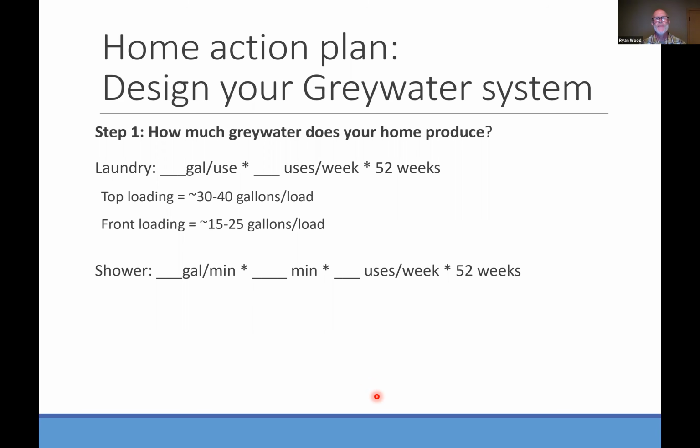And so the laundry, to do the math there, how many gallons does your laundry machine use? So that top loader, 30 to 40 gallons. Yep, that's pretty realistic. Front loading, 15 to 25 gallons. That's pretty realistic there as well. Maybe even a little bit higher, up to 28 gallons I've seen on some high efficiency front loaders. But good numbers to use.